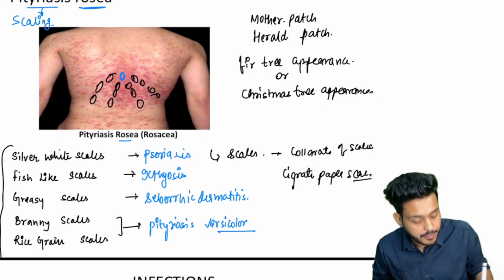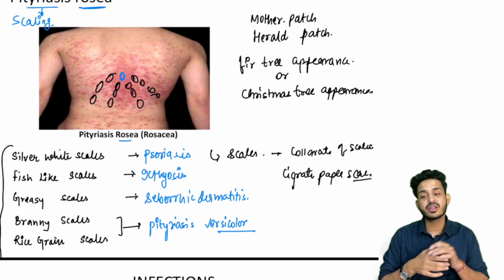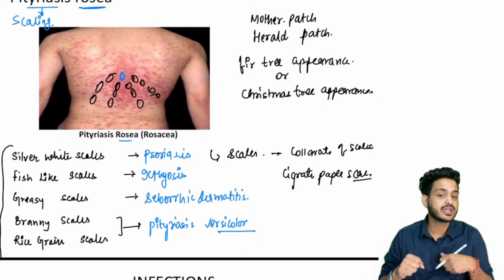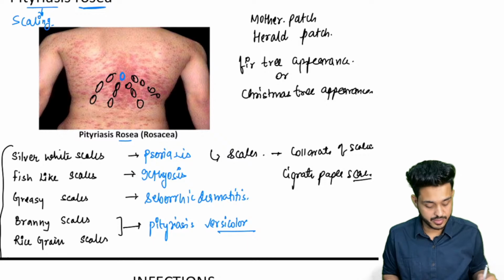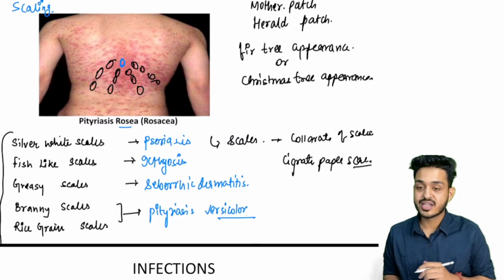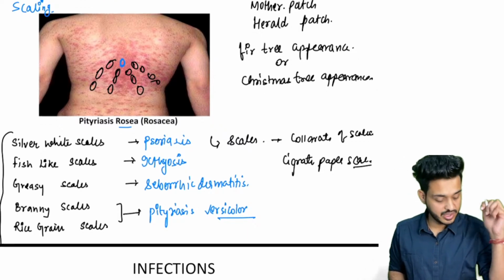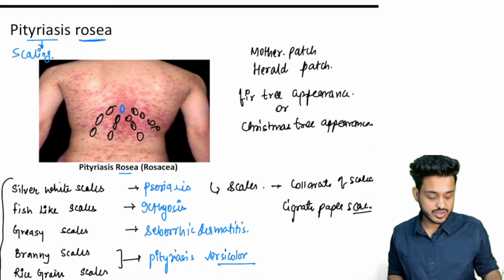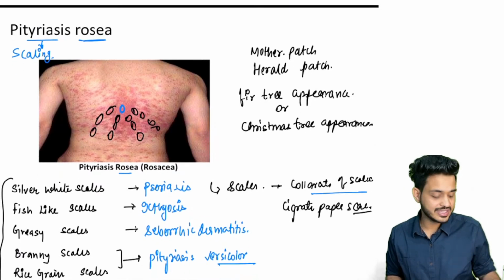So these are the important scales that you should be remembering. All of these have been asked in your previous examinations. This is a very important table, right? So branny scale or rice grain scale will be seen in pityriasis versicolor. In pityriasis rosea, you will find collarette scale or cigarette paper scale.